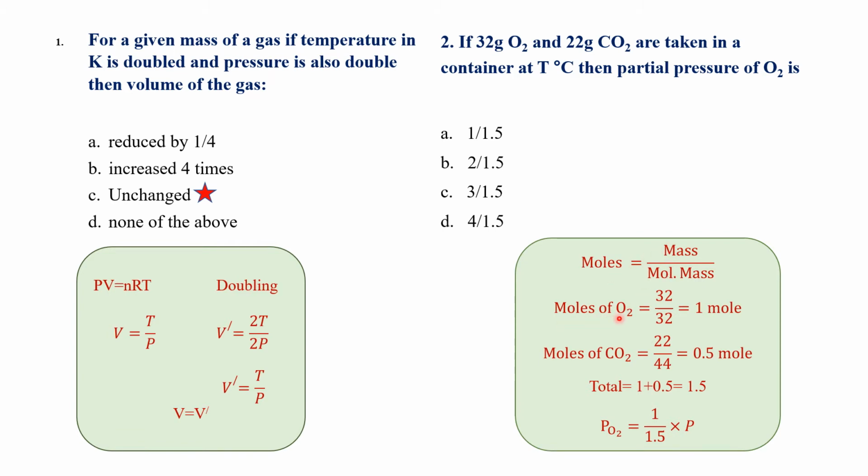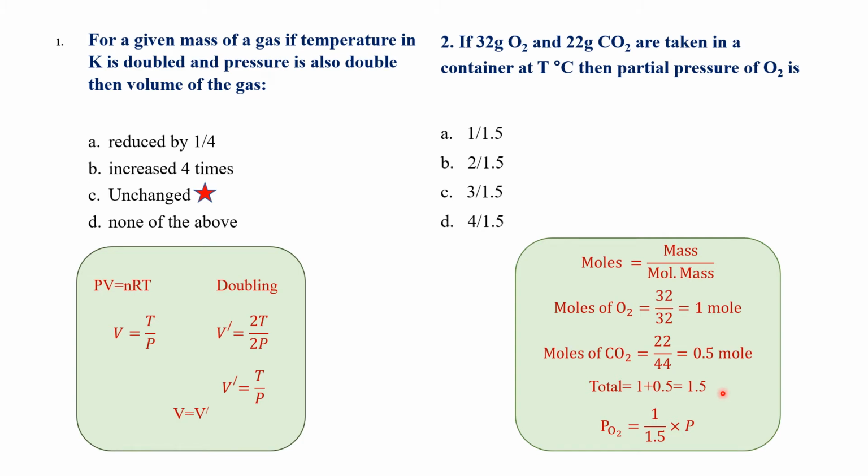Moles of oxygen, mass of oxygen is given in question, that is 32 gram, divided by 32 which is the molar mass of oxygen, so we will get 1 mole. For moles of carbon dioxide, 22 gram is given in question, 44 gram is the molar mass of carbon dioxide, we will get 0.5 mole. Now by summing these two, we will get the total number of moles, that is 1.5.